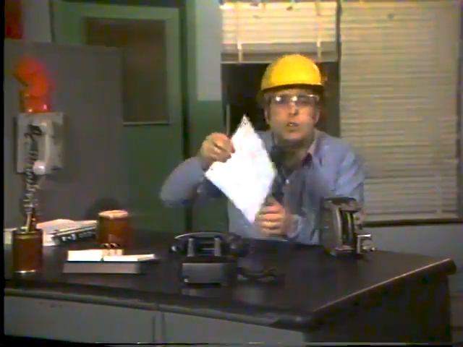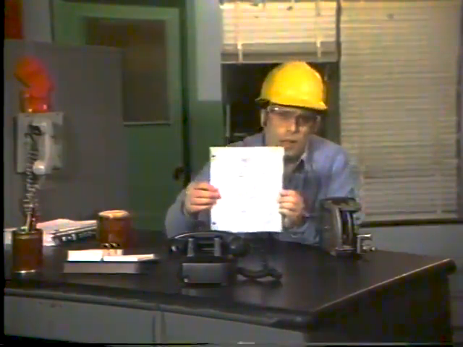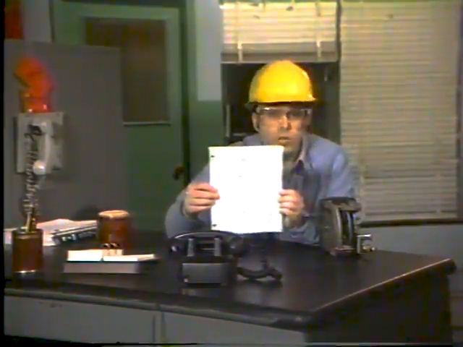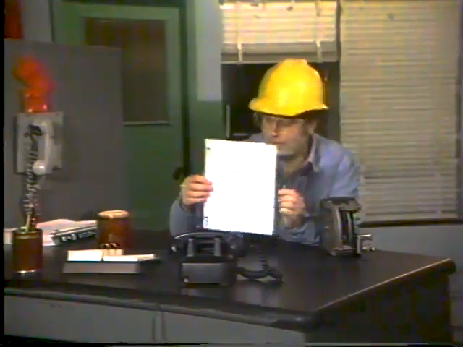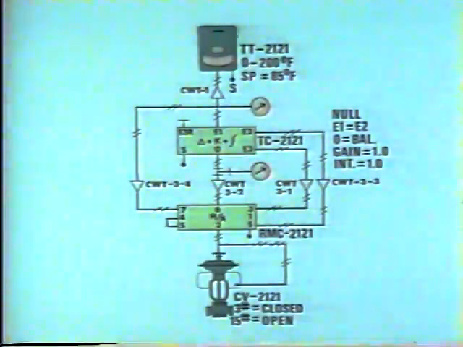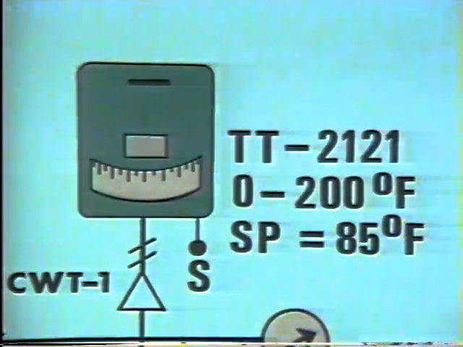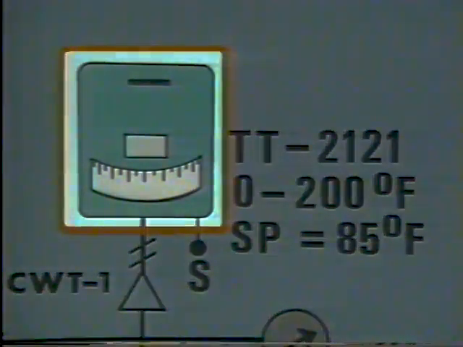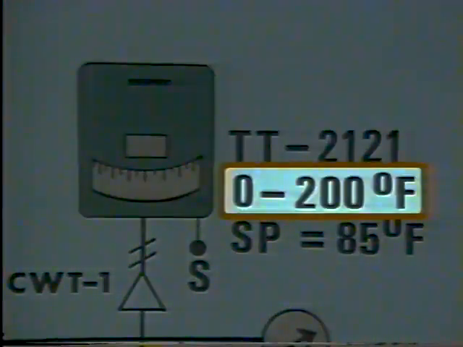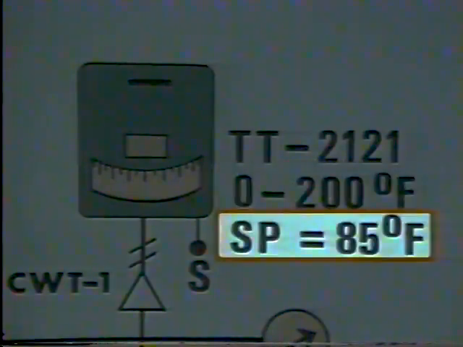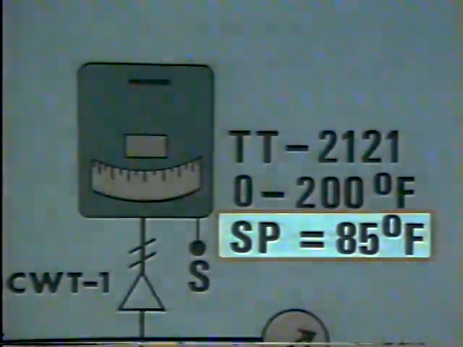Another source of information that you'll find very useful is a control logic diagram. The diagrams are sometimes called loop sheets or just loop diagrams. A control logic diagram is a diagram of the instruments in a specific control loop. Now, you can use this diagram of the cooling water system to learn that the temperature transmitter's range is 0 to 200 degrees Fahrenheit. The diagram also shows that set point in this system is 85 degrees Fahrenheit.